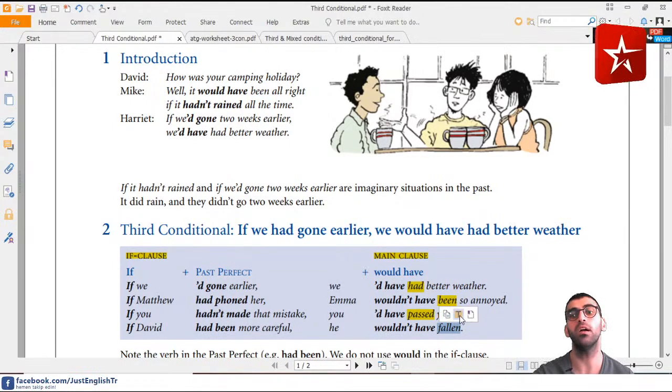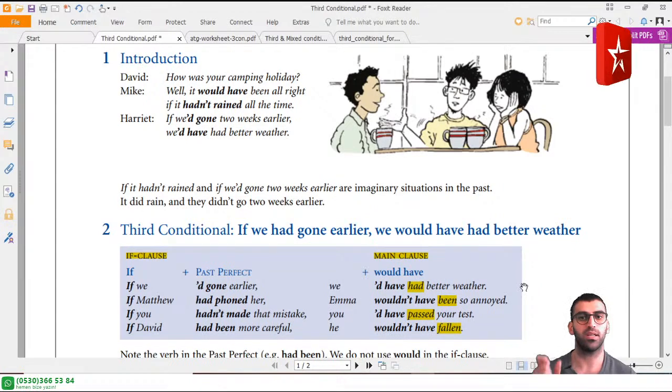It depends on the verbs. If they are regular verbs, we add ed to the end of the word, or we change the verb's root, for irregular verbs. For example, fall, fallen; drink, drank, drunk. So we have to use the past participle form of drink, drunk, because of regular and irregular verbs. So: if clause, past perfect; main clause, subject plus would have plus past participle form.